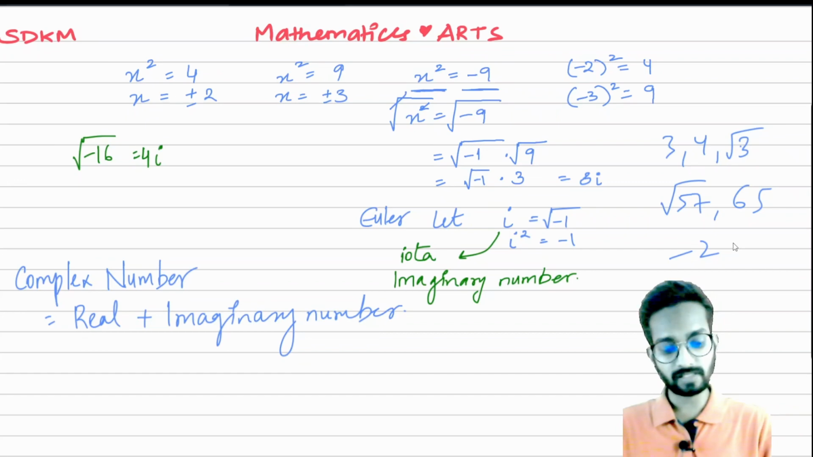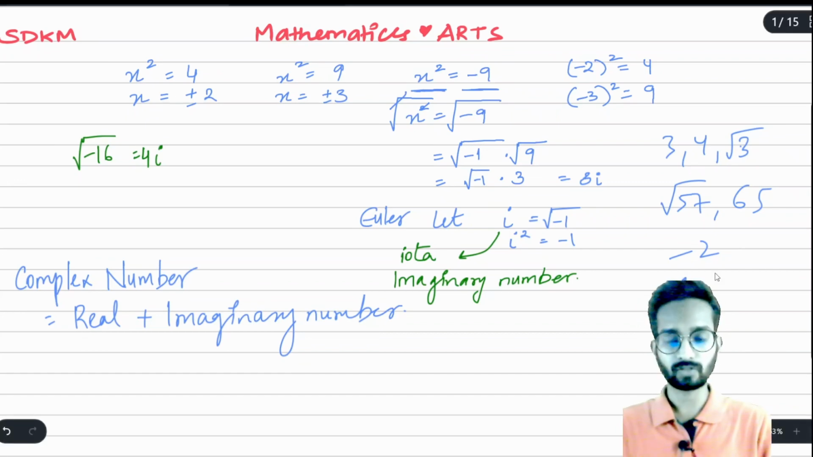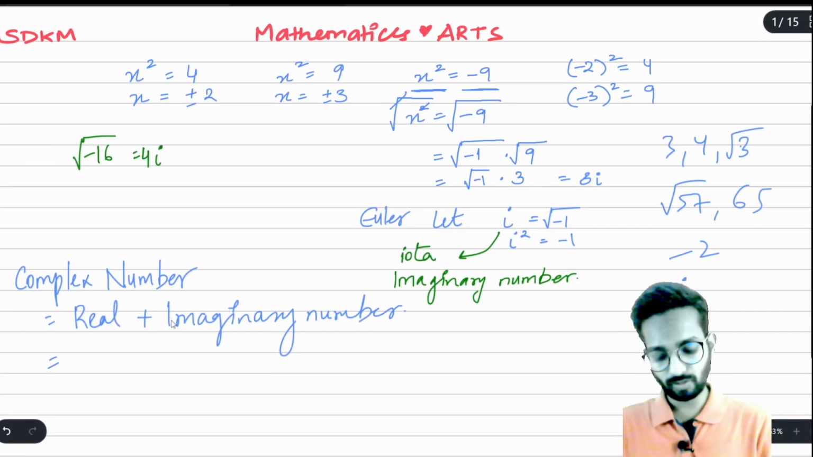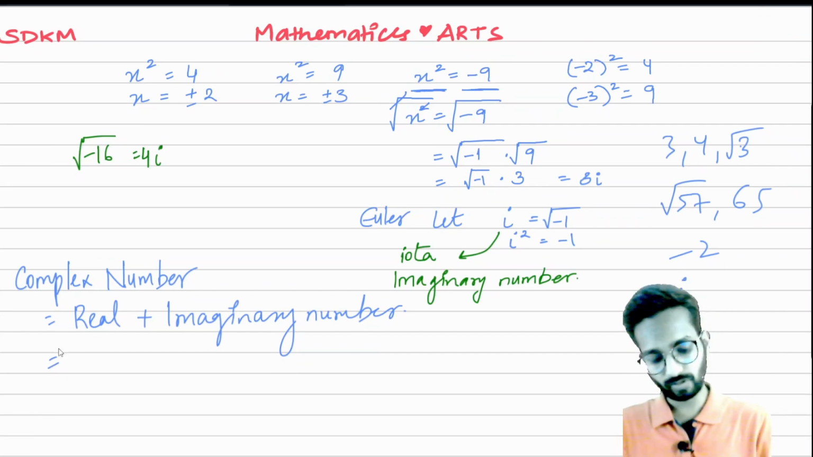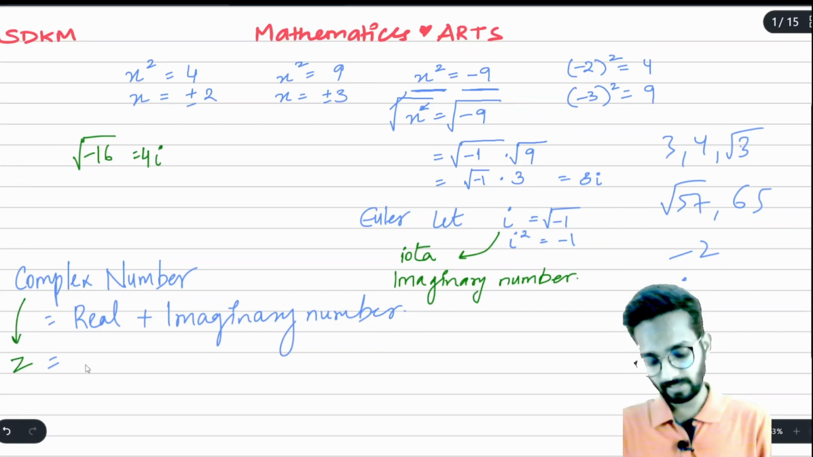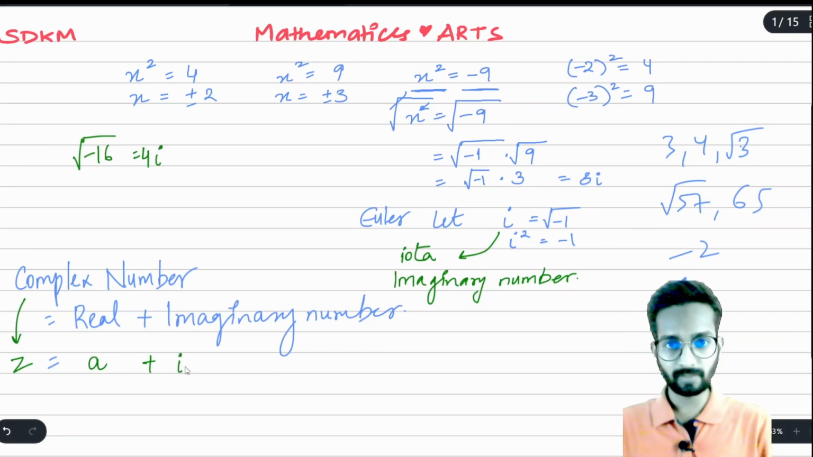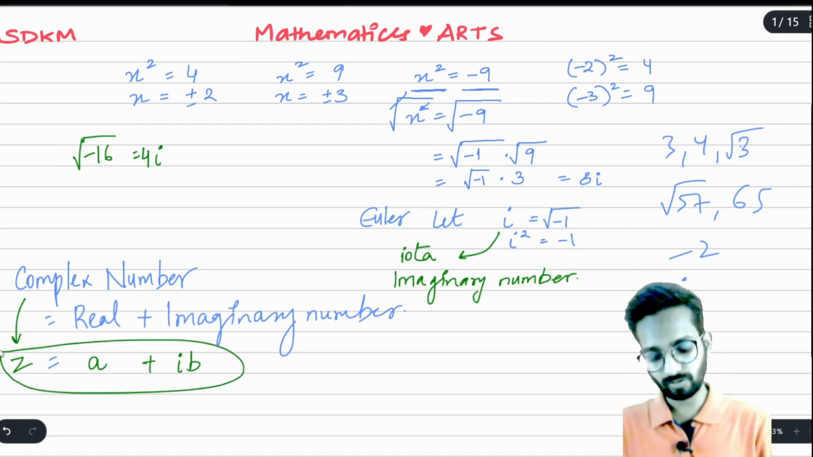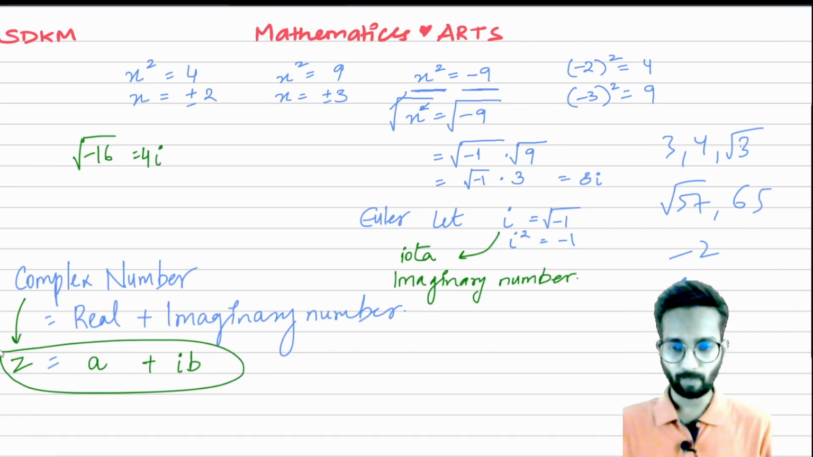When will it become imaginary? Whenever there is i with it, it will become imaginary. Now see, a complex number is equal to a real plus an imaginary number, and they denote a complex number by Z. If I say the real number is a, then the imaginary number, whatever is with i, let it be ib. So the complex number becomes Z is equal to a plus ib.